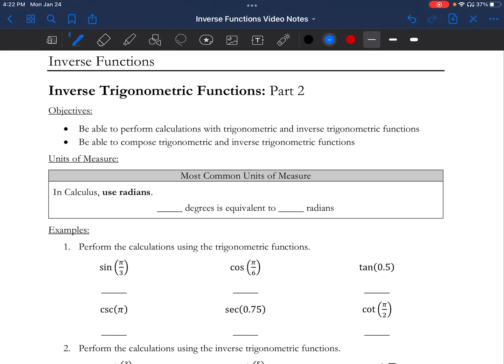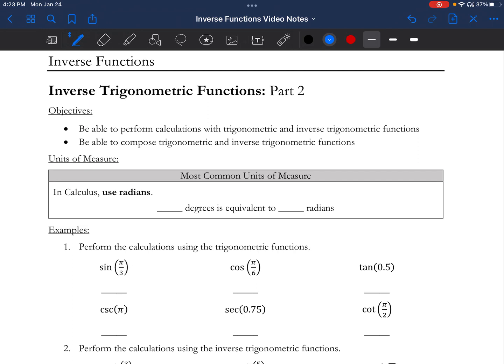So this is going to be the last video that I do on inverse functions. And again, in this particular case, I want to talk very specifically about inverse trigonometric functions because I want you to be able to calculate things using trigonometric and inverse trigonometric functions. And the other thing I want to talk about is being able to compose trigonometric and inverse trigonometric functions.